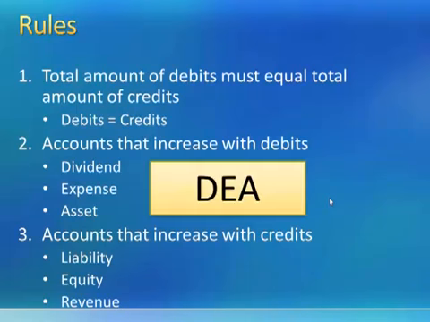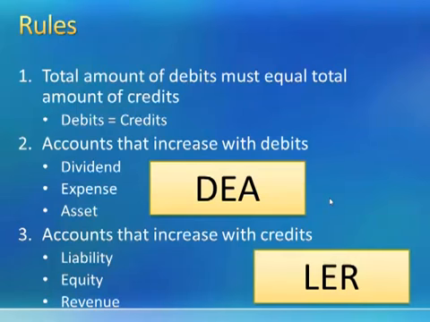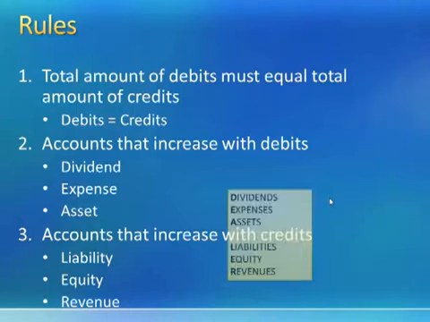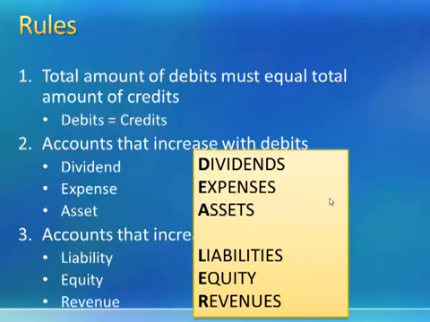Looking at it another way, if we take the first letter of each of the accounts that increase with debits, we have DEA, and then the accounts that increase with credits, we have LER. So we have an acronym to help us remember. Dividend, expense, and asset accounts increase with debits. Liability, equity, and revenue accounts increase with credits.